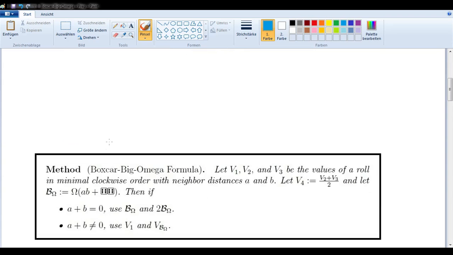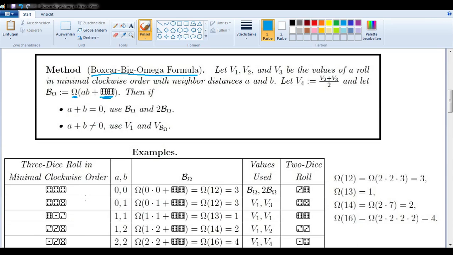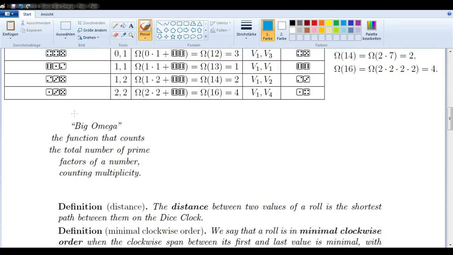It's called the Boxcar-Big-Omega-Formula. Now, why is it called that? Well, we're using boxcars here, so in other words, double sixes, to refer to the number 12, and we're using the omega, the big omega function from number theory, which is just the function that counts the total number of prime factors of a number, counting multiplicity.